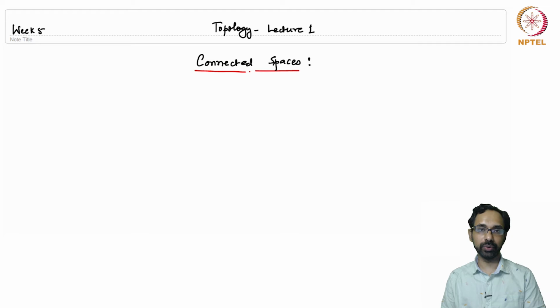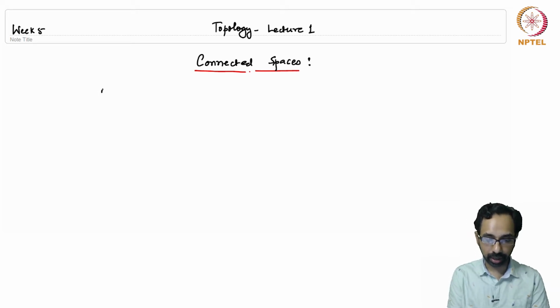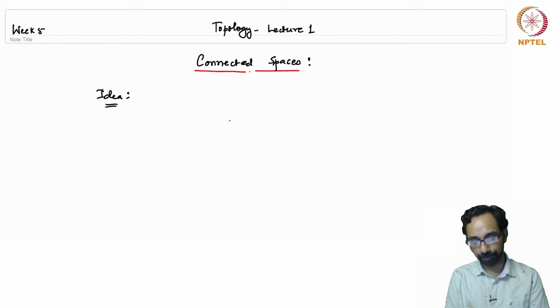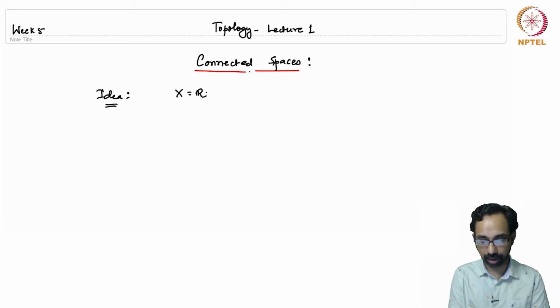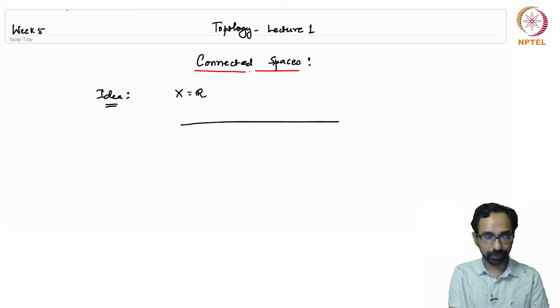Hello and welcome to the 5th week of our course. In this week we will be studying the concept of connected spaces or connectedness. So what is the idea behind this concept? The idea is, suppose that you have the real line, so X is the real line, and you take the open interval, say (0,1), in R.